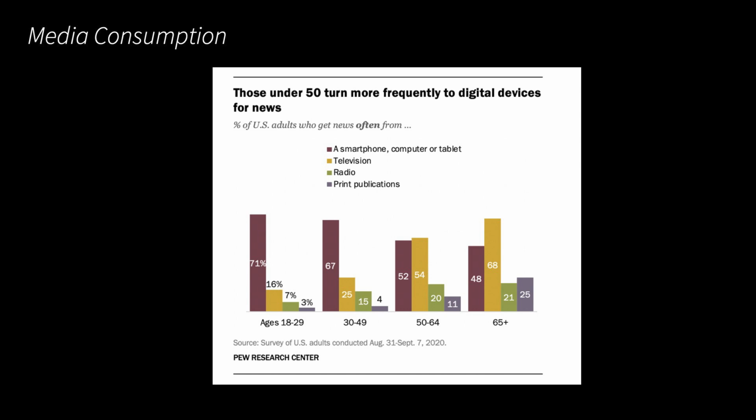Let's look at the Gen Z cohort, individuals aged between 18 and 29. We see some really interesting patterns. 71% of people in this age group get their news from either a smartphone, computer, or tablet. We see, for the most part, similar behaviors among individuals aged between 30 and 49, but once we get to individuals age 50 or over, we see that television is the primary method by which most individuals get their news.